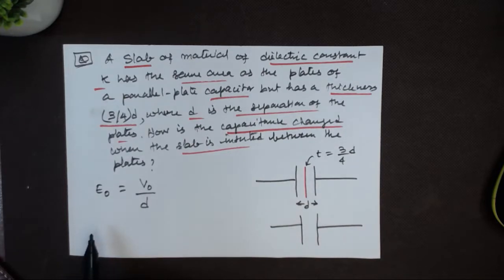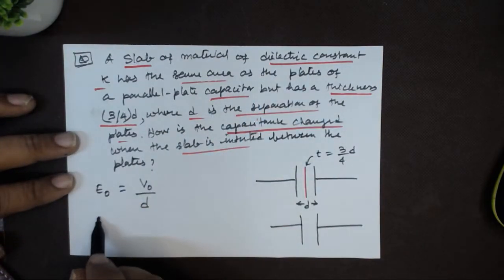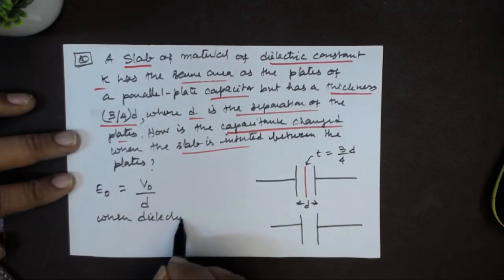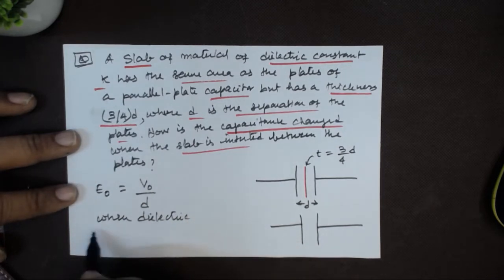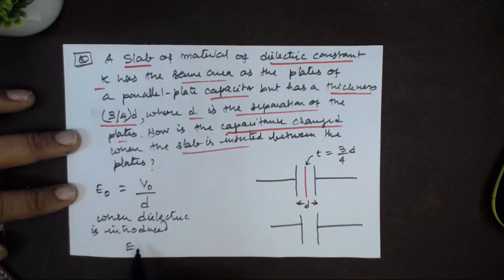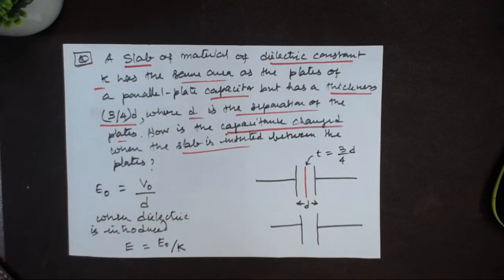Now when the insulator is introduced, that is dielectric is introduced, this is represented by E is equal to E0 by K, where K is the dielectric constant.